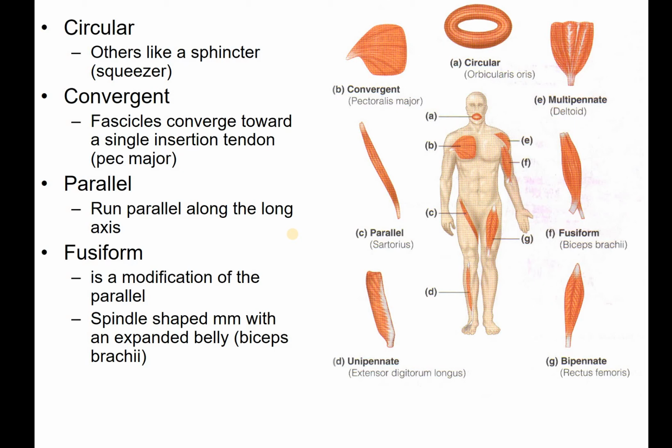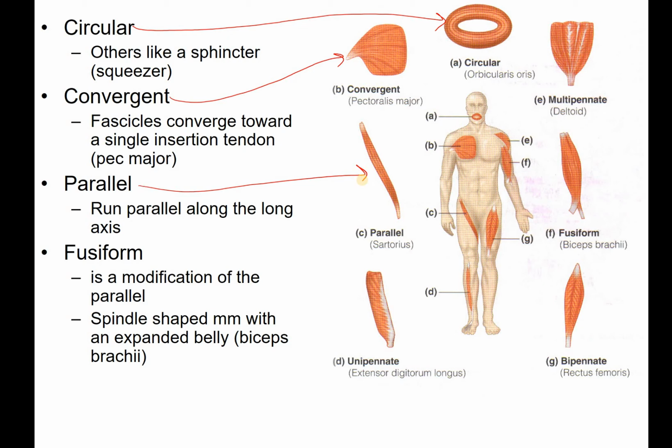Okay, the muscle fiber orientation can be circular. So as you're seeing here, circular, like orbicularis oris, which is a circle muscle around your mouth. Convergent. So the fascicles converge toward the tendon. Okay, they're all converging toward the tendon. Parallel. So the fibers run parallel along the long axis of the muscle. The sartorius is a good example.